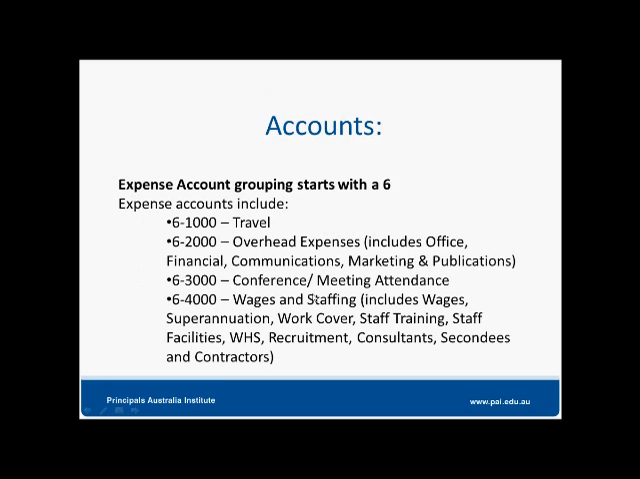The expense account group starts with a 6, and we can see here that 61000 is travel, 62000 overhead expenses, 63000 conferences, meetings and attendance, and 64000 wages and staffing. That includes actual wages themselves, superannuation, recruitment, work health and safety, consultants, secondees and contractors. So we're looking at the total cost of all employment within PAI.